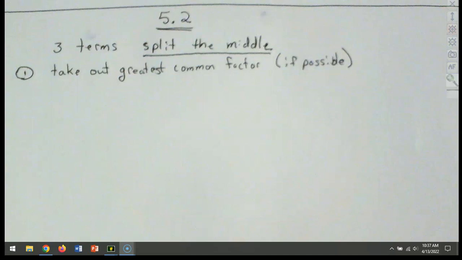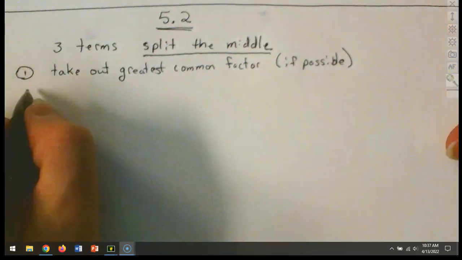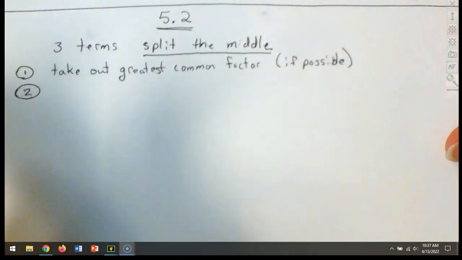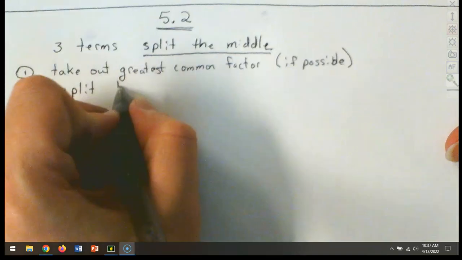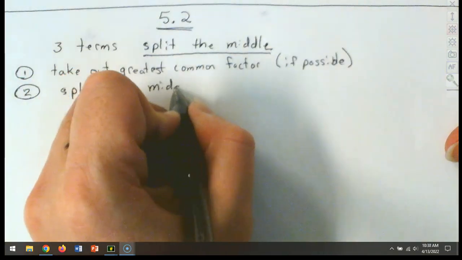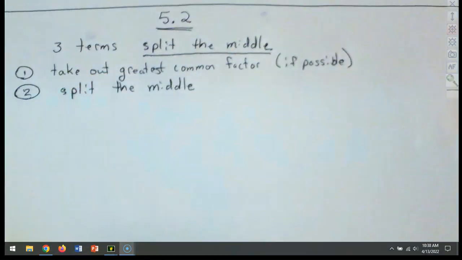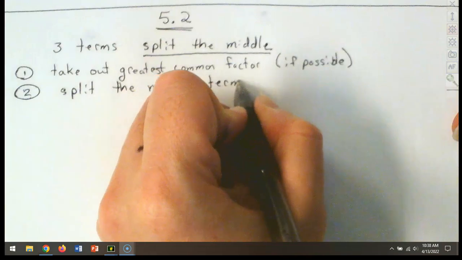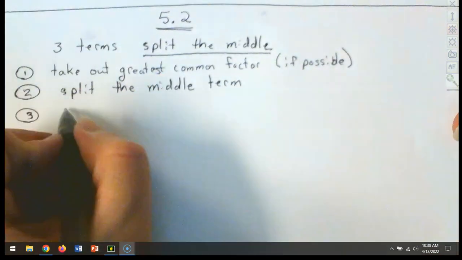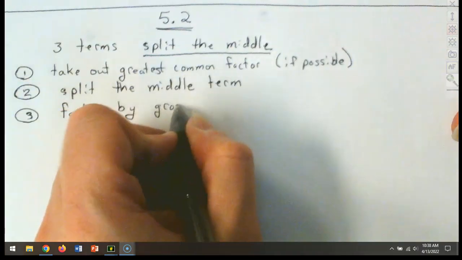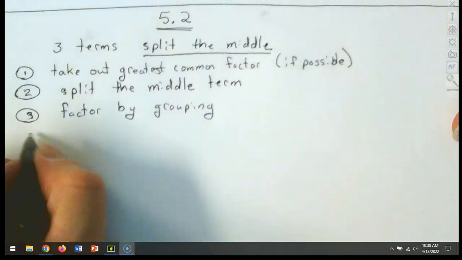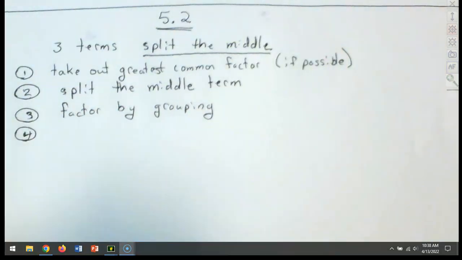A lot of times you're not going to be able to, but in many cases there'll be a variable or a number or a combination of them that will come out. Step number two is you're going to split the middle. And we'll learn how to do that today. So you're going to be splitting the middle term up. Step number three is you factor by grouping. And then step number four is you factor again and rewrite.